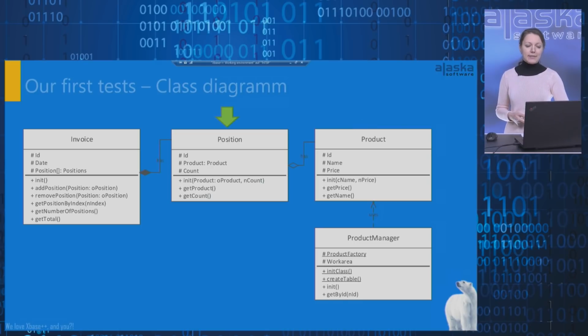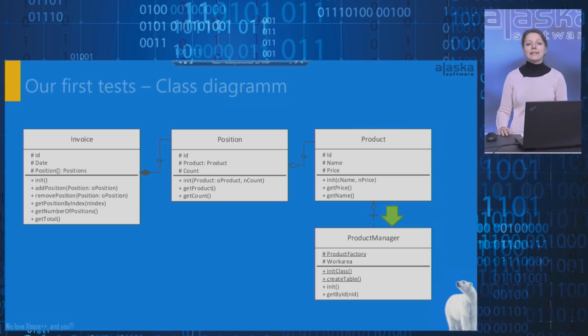The next class is Position. This class represents one position in an invoice. Any position has information about a sold product and its count. The next one is the class Invoice. It represents a simplified invoice, and it has the following fields: ID, date, and the array positions, consisting of instances of the class Position. The class Product Manager represents a product factory and delivers products from the database.